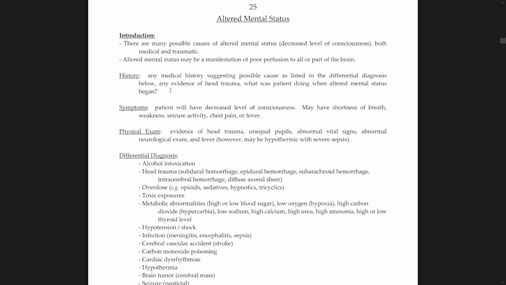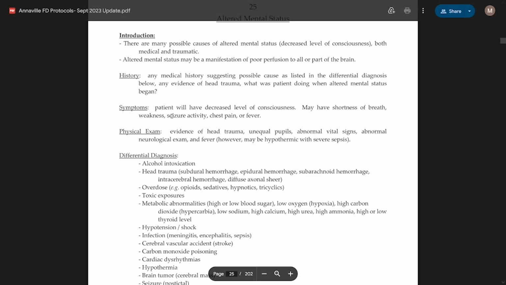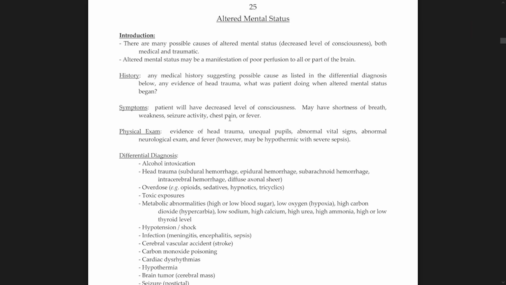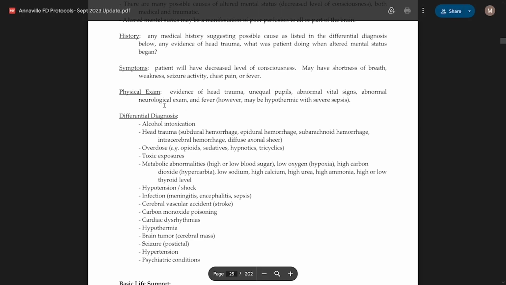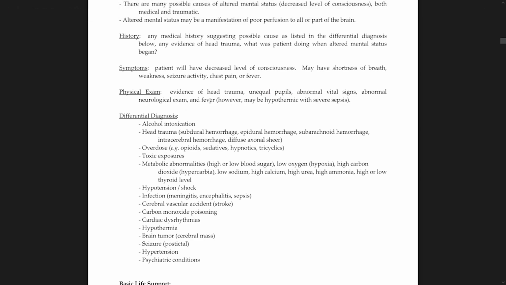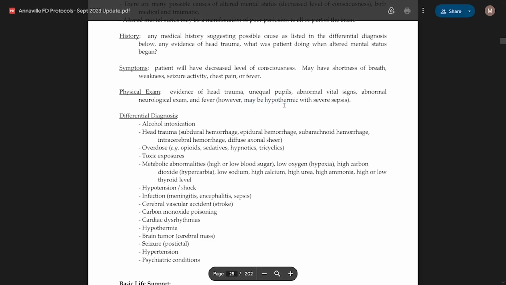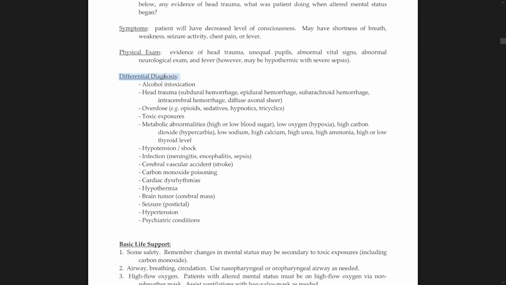For symptoms, we're worried about if a patient has a decreased level of consciousness, they may have shortness of breath, weakness, seizure activity, chest pain, or fever. For a physical examination, we want to check if they have any head trauma. We want to check for unequal pupils, abnormal vital signs, abnormal neurological exams, and potentially a fever. However, they may be hypothermic with severe sepsis, so always check your basic vital signs.